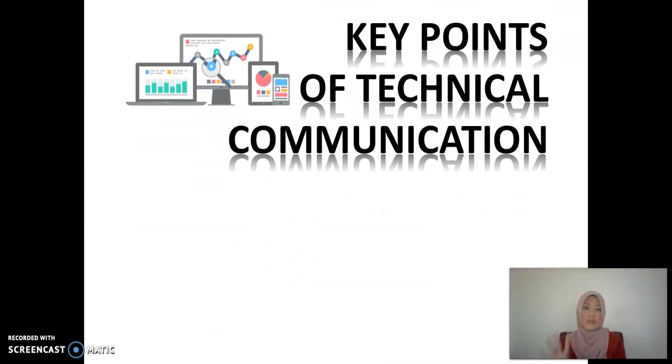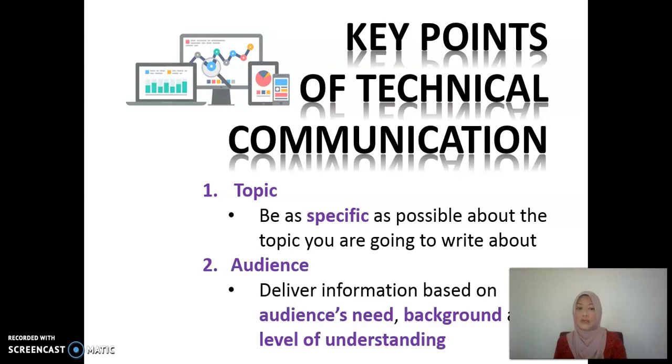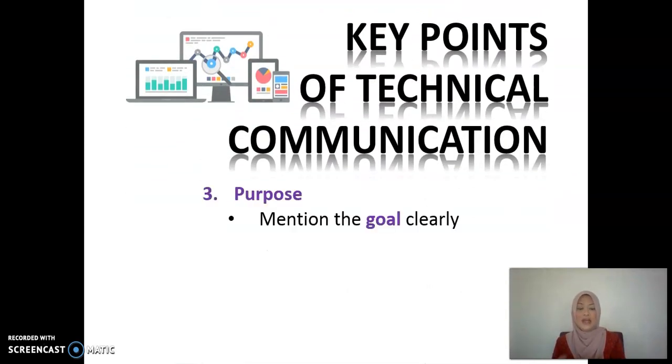There are four key points of technical communication. First, topic. You need to be as specific as possible about the topic that you are going to write about. Next, you need to consider who is your target audience. Deliver information based on your audience's needs, background, and level of understanding. Third, clear purpose, clear goal. Mention a clear purpose and a clear goal in your writing.